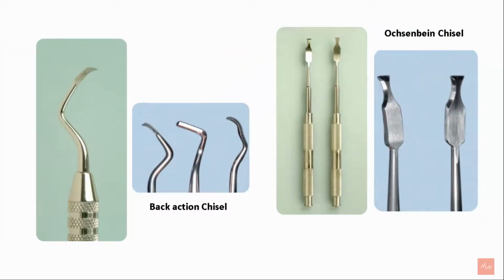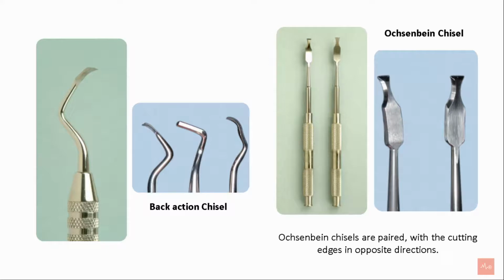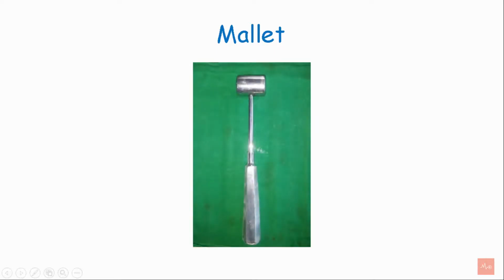This is how an Ocean Bend chisel and back action chisel appear. The Ocean Bend chisels are paired instrument with cutting edges in opposite directions. The back action chisel has a sharp blade which helps to harvest and remove bone. Along with the straight chisels, a mallet is always used. The mallet is also used along with osteotomes in implant surgery.